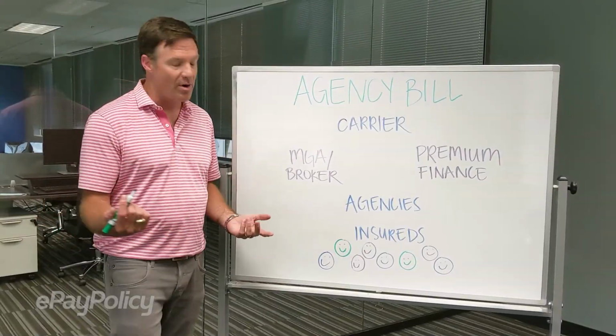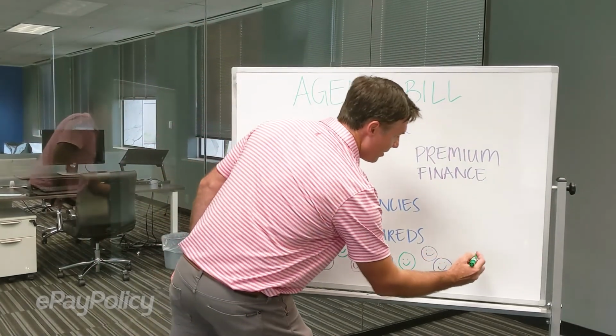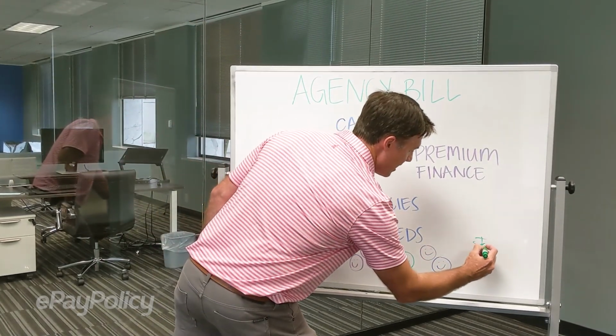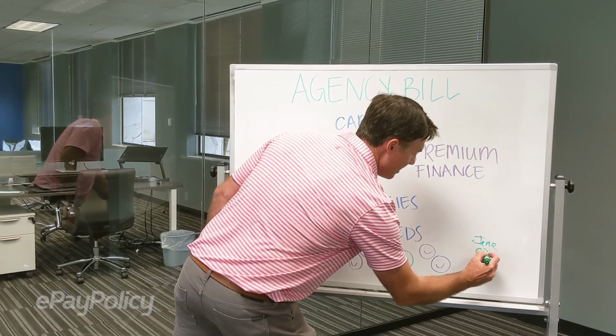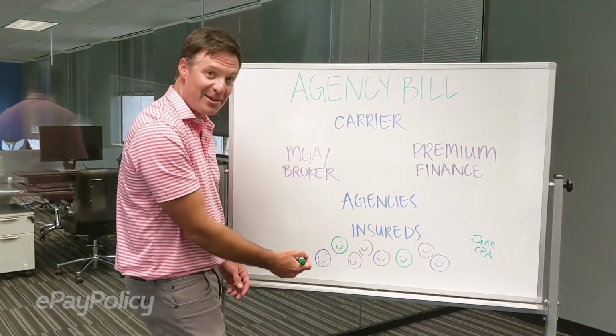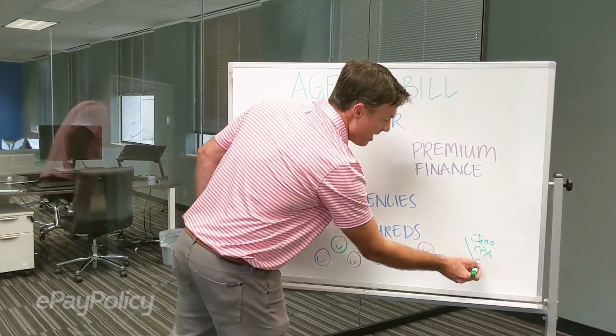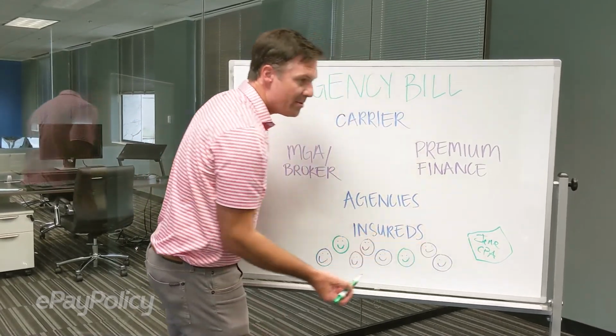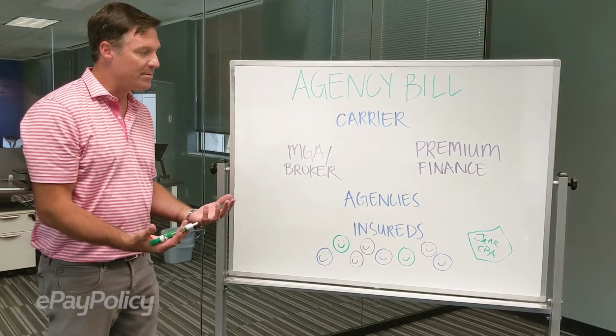Let's make an example, right? So let's just say over here that we've got Jane, and Jane owns a CPA office. In her CPA office, she's an insured, she's one of the smiley faces here. Jane's CPA office here needs general liabilities, workers' comp, and those types of insurance.